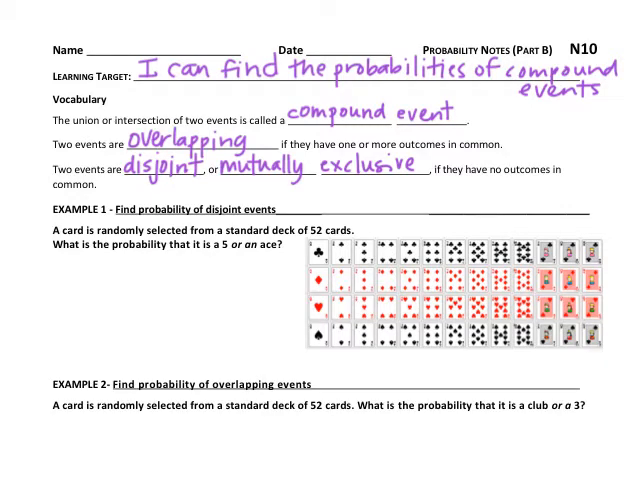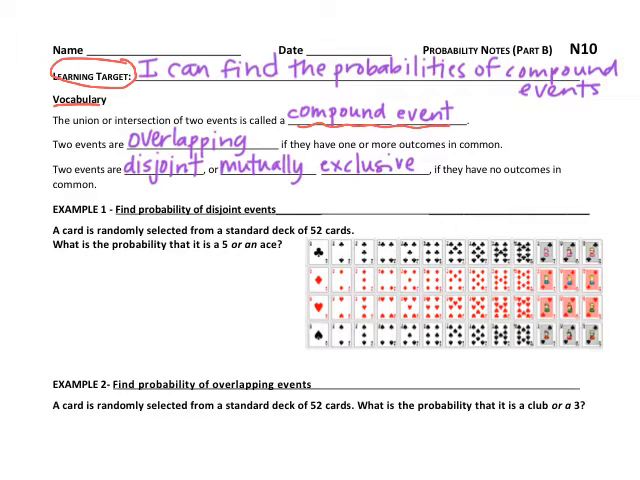This video is going to be part B of our probability notes for the probability lessons that we've been doing. So the learning target, if you can please write this on your note sheet, I can find the probabilities of compound events. The first vocabulary term that it's important to understand is compound event. That is the union or intersection of two events.